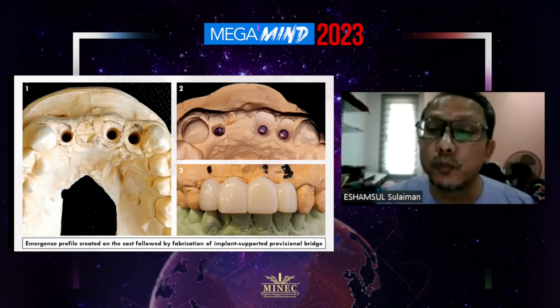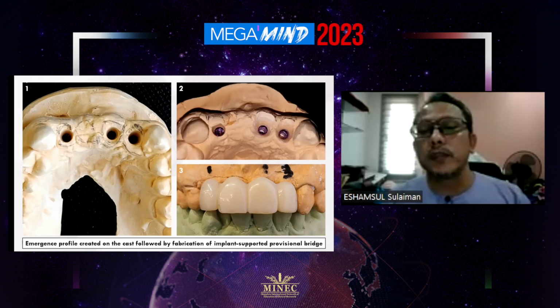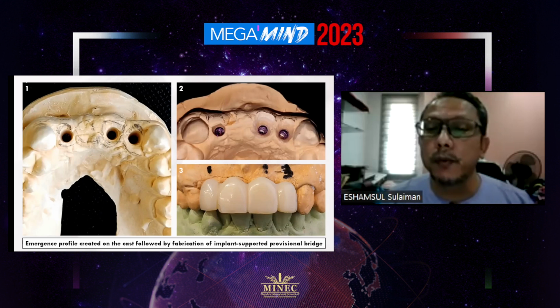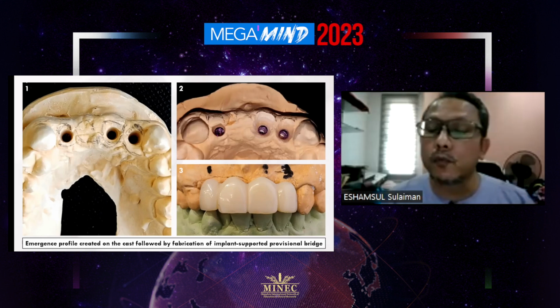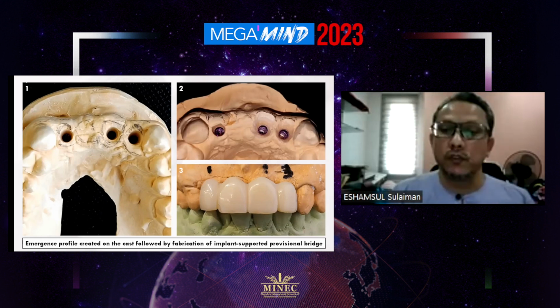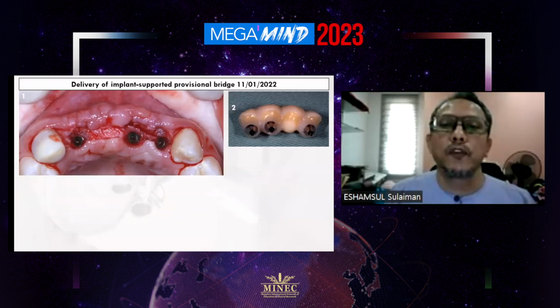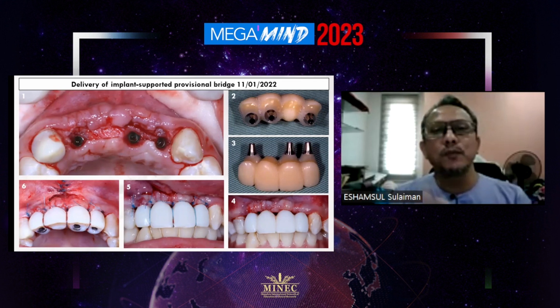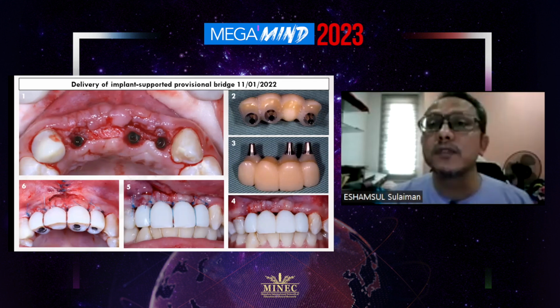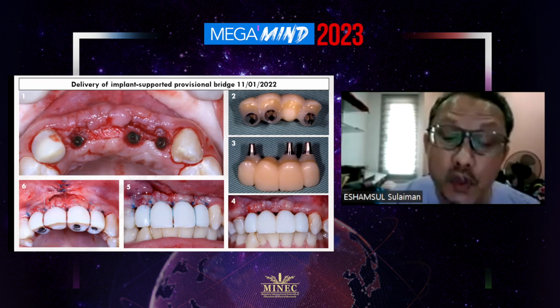implant-supported provisional bridge, which was fabricated using ProTem Periacryl resin, and also using the titanium temporary abutment. And it was further refined in the clinics. So the implant-supported provisional bridge was then delivered in January 2022.